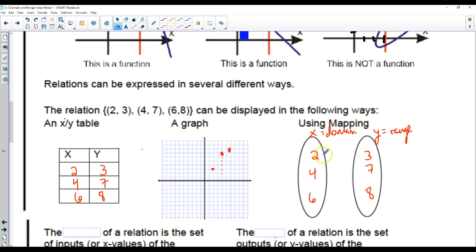And then the thing that makes a mapping unique is it shows the action of going, if you plug in a 2, you get out a 3. And you'll have an arrow telling you what to do. So typically we put these in order, and then we put these in order from least to greatest. So sometimes those arrows might cross, like if 2 had gone to 8, then you would see an arrow going over here.